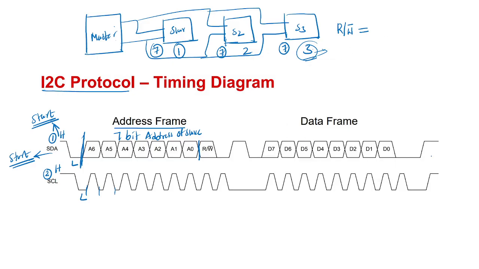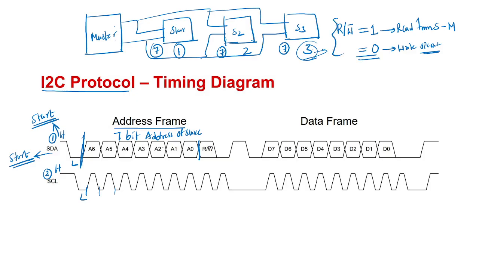Okay, master can read the data from the slave. Read operation is happening, read from slave to master. And when the read by write bar equals 0, a write operation is happening, from master to slave. That is nothing but the read by write bar signal.